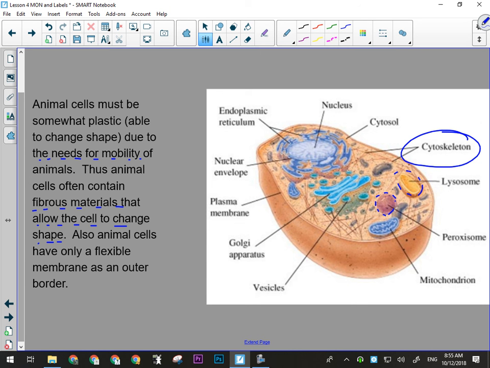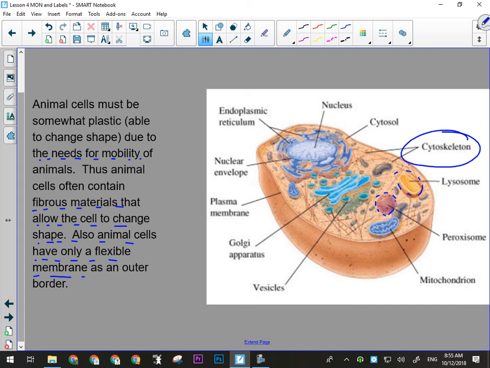Okay. Now, your muscles are special. They have really a lot thicker fibers and a lot more other stuff inside that allows them to do that. But it's similar to that. They're elastic and they allow the cell to change shape. All right, and then also animal cells have only a flexible membrane as their outer border, no cell wall.